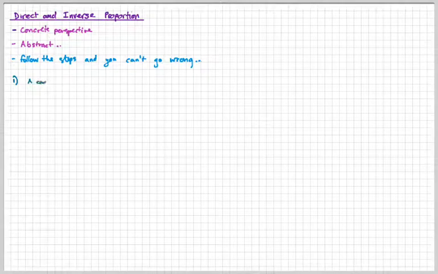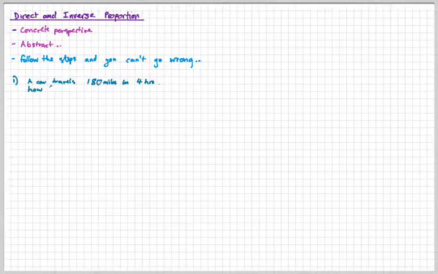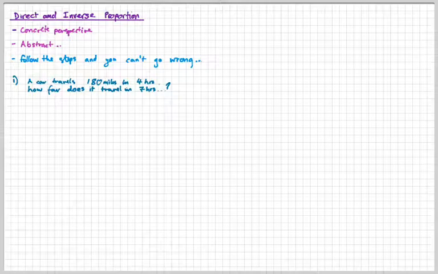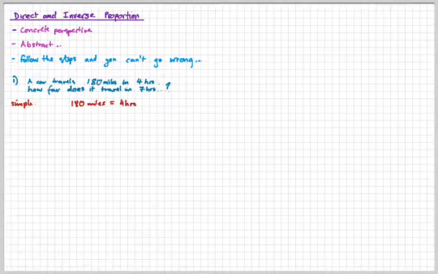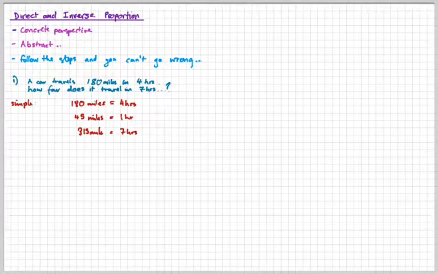Okay, so we have a car in this question, and it travels 180 miles in 4 hours. How far does it travel in 7 hours? Maybe pause the video now and see what you would do. So I might say that 180 miles is equal to 4 hours. So 1 hour is equal to 45 miles. So in 1 hour the car travels 45 miles. And then for 7 hours, that's 350 miles. To do that I divided by 4 in the first instance on both sides, and then times by 7 in the second instance.